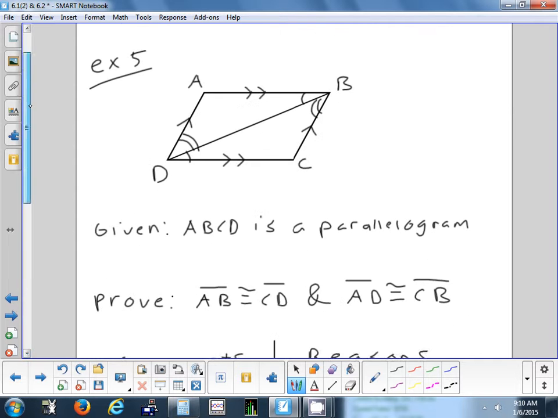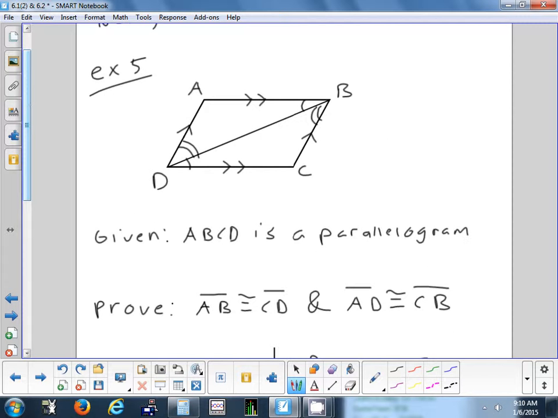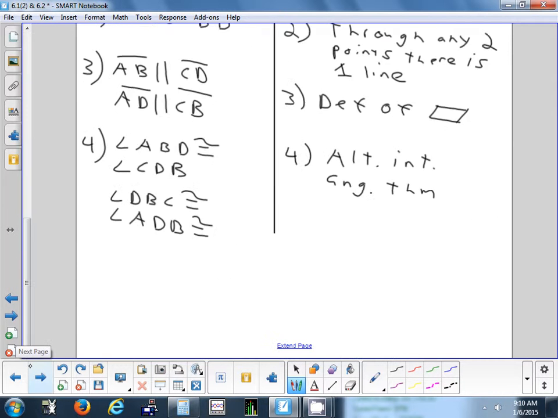And the last part I'm going to have time to do with you is DB is congruent to DB, so it's reflexive. It's congruent to itself. That's reflexive.